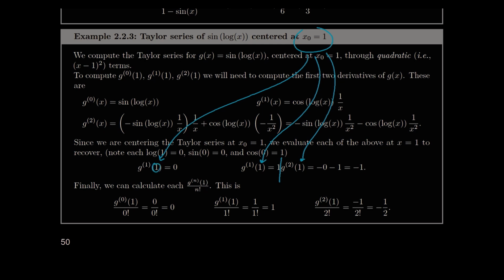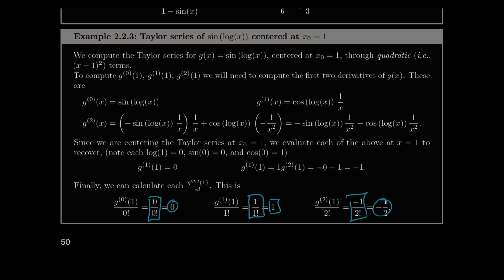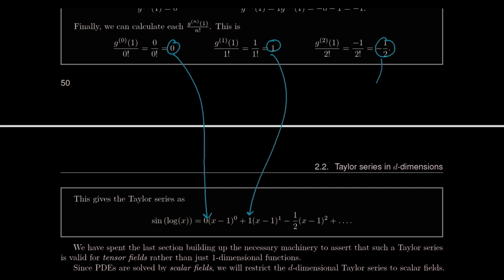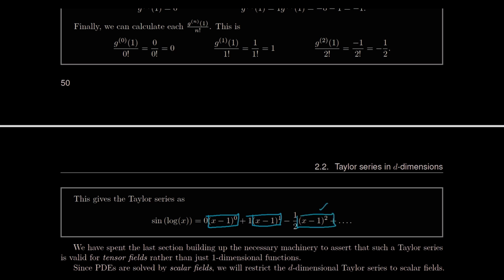So I'm evaluating each of my derivatives at the center, which is 1, and I get the numbers 0, 1, and -1. Then I need to incorporate my factorials, 0 factorial, 1 factorial, and 2 factorial, to get my 3 coefficients: 0, 1, and -1/2. That means I can reconstruct my Taylor series using these coefficients against powers of x that have been shifted by the center, x naught equals 1.